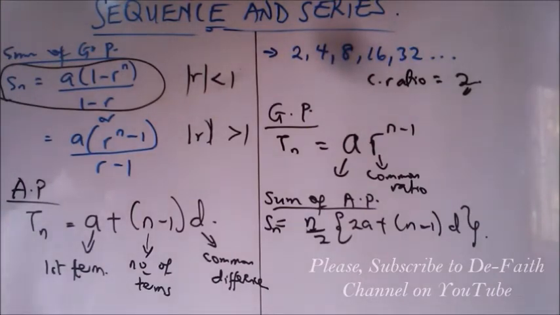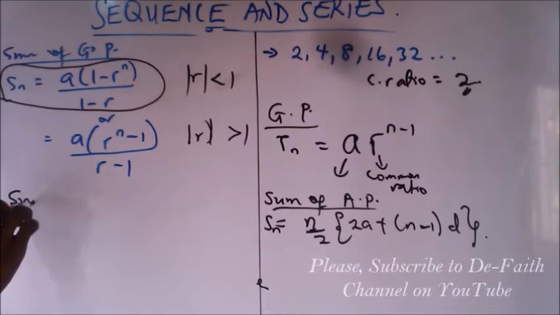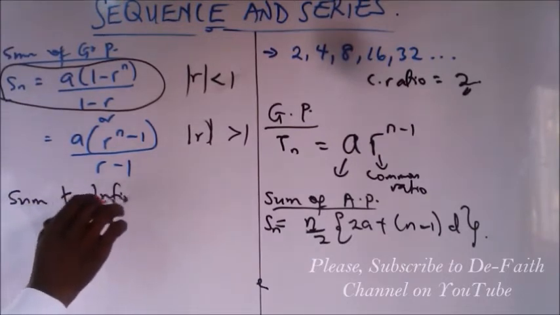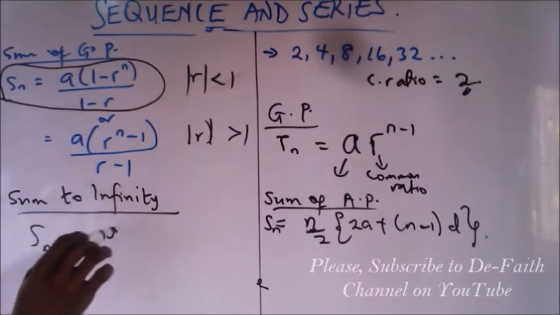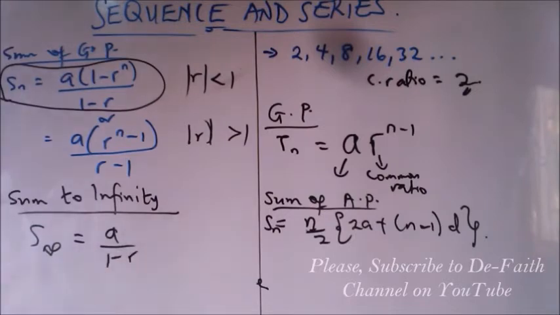And lastly, the formula we need to take note of is sum to infinity. We could be asked to sum a particular progression to infinity. Sum to infinity is equal to a over 1 minus r. This is the symbol of infinity.